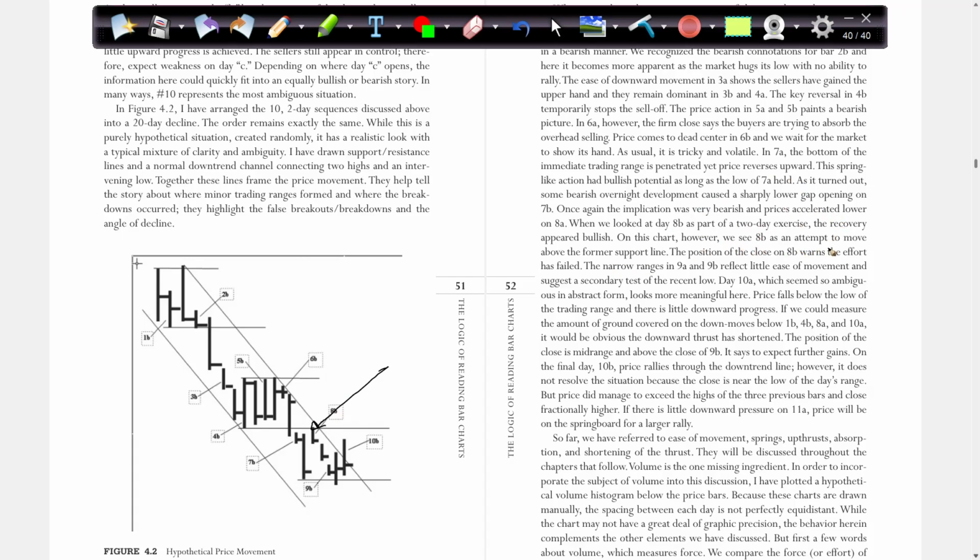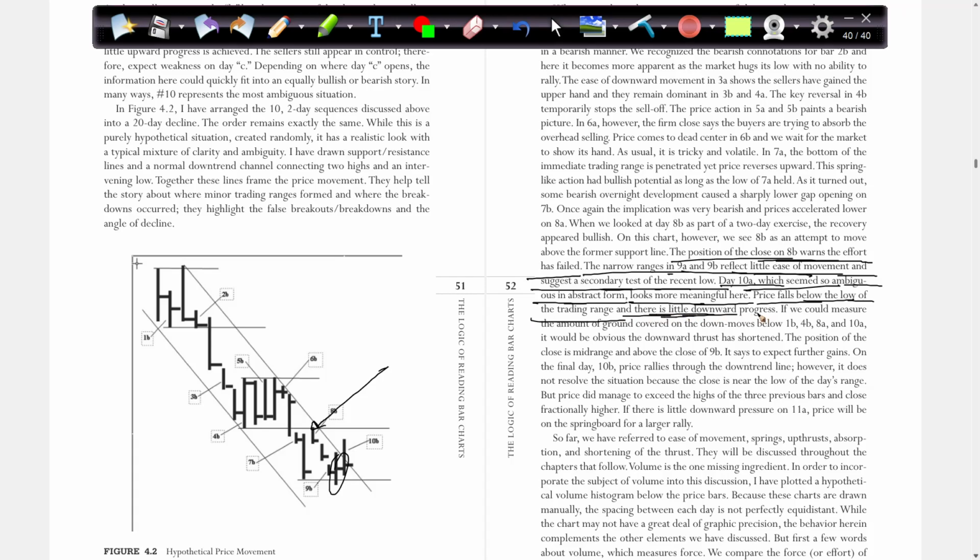The position of the close on 8B shows the effort has failed. The narrow ranges in 9A and 9B reflect little ease of movement and suggest a secondary test of the recent low. Day 10A, which seemed so ambiguous in abstract form, looks more meaningful here. Price falls below the low of the trading range and there is little downward progress.